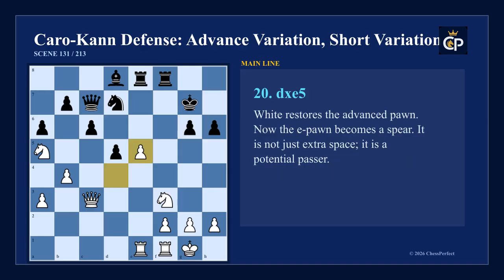D takes e5. White restores the advanced pawn. Now the e-pawn becomes a spear. It is not just extra space, it is a potential passer.